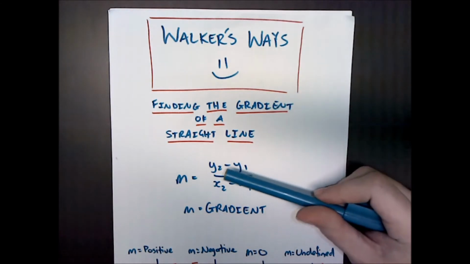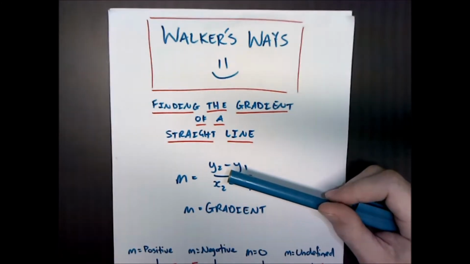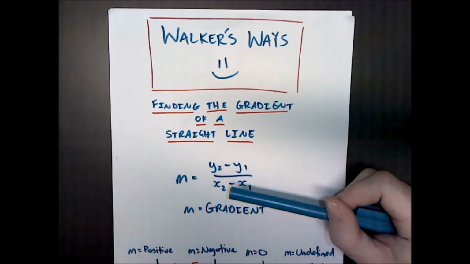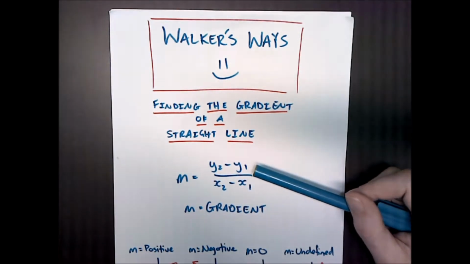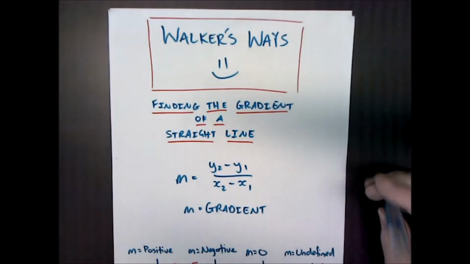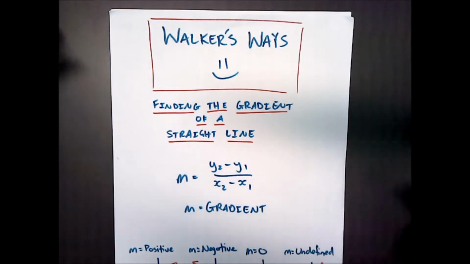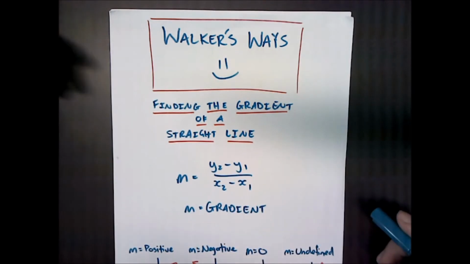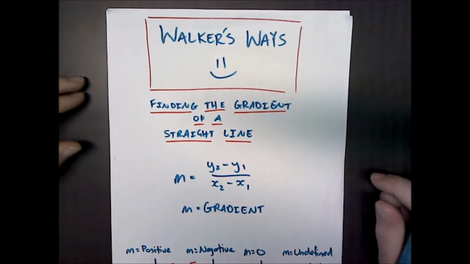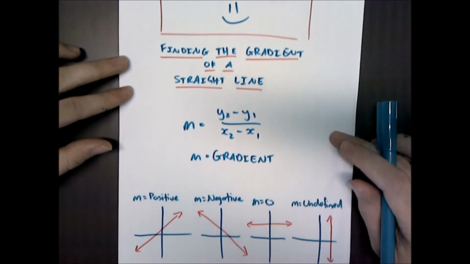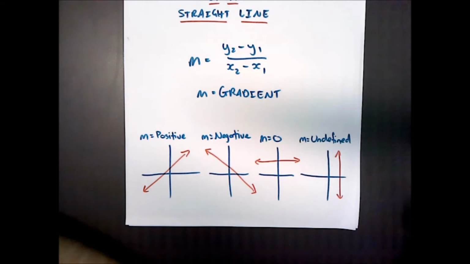Now the subscript doesn't actually do anything, it's just labeling which x and which y belong to each other. So x2 and y2 are from the same coordinate point, x1 and y1 are also from the same coordinate point. When you calculate your gradient you'll end up getting a number. It could be positive, negative, a fraction, zero, or a lot of different things. Whatever the gradient is, it's talking about the steepness of your line, and also the direction it's going in. There are four scenarios which you will come across.